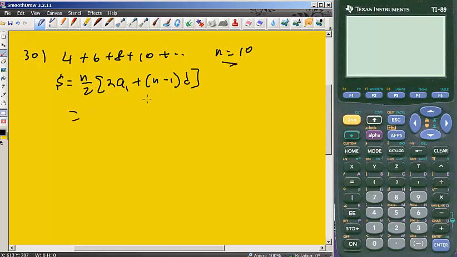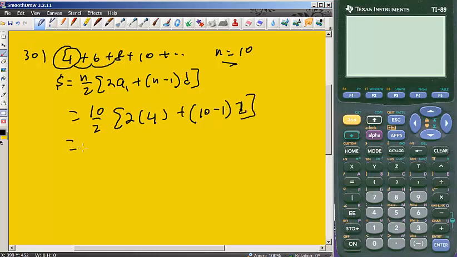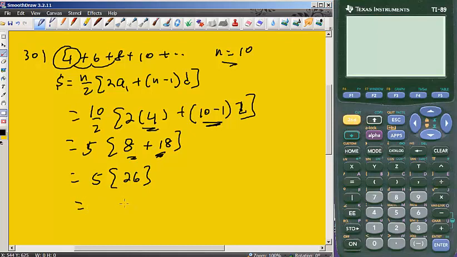We know n is 10, so it'll be 10 over 2. All that times 2 times a sub 1, which is 4, plus n minus 1, which is 10 minus 1, and times the difference. So it looks like the difference is I'm going up by 2, so that'll be 2. If we clean this up, this is going to give me 5, this is going to give me 8, and this is going to give me 9 times 2, which is 18. So we're just going to have 5 times, when you add the 18 plus 8, you're going to end up getting 26. Okay, 5 times 26 is 125 plus 130, which is 130. Okay, that's the sum of that series.